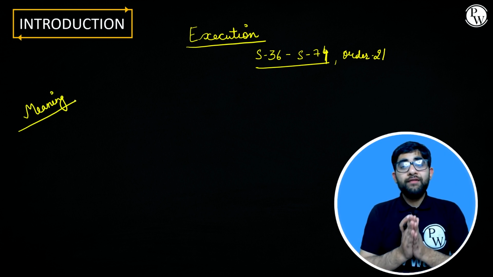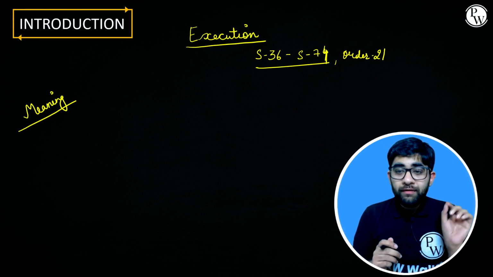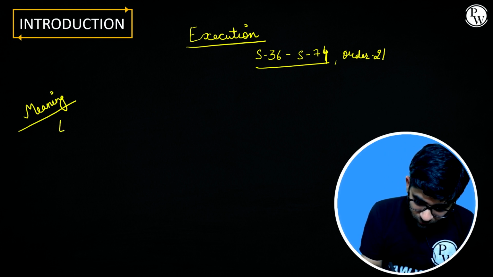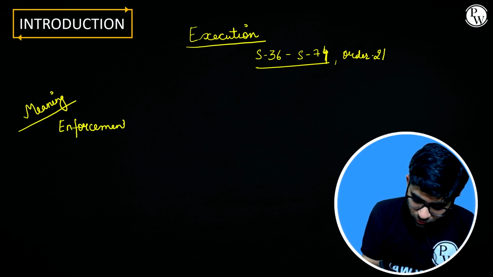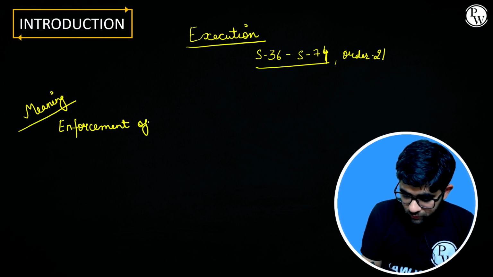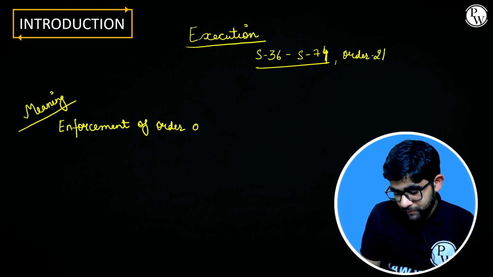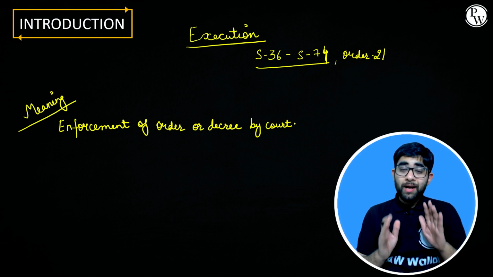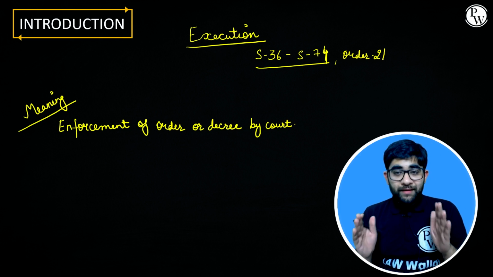Now, the meaning of execution. The meaning of execution is enforcement of a decree or an order passed by the competent court. Enforcement of order or decree by court. This is the simple meaning of execution.